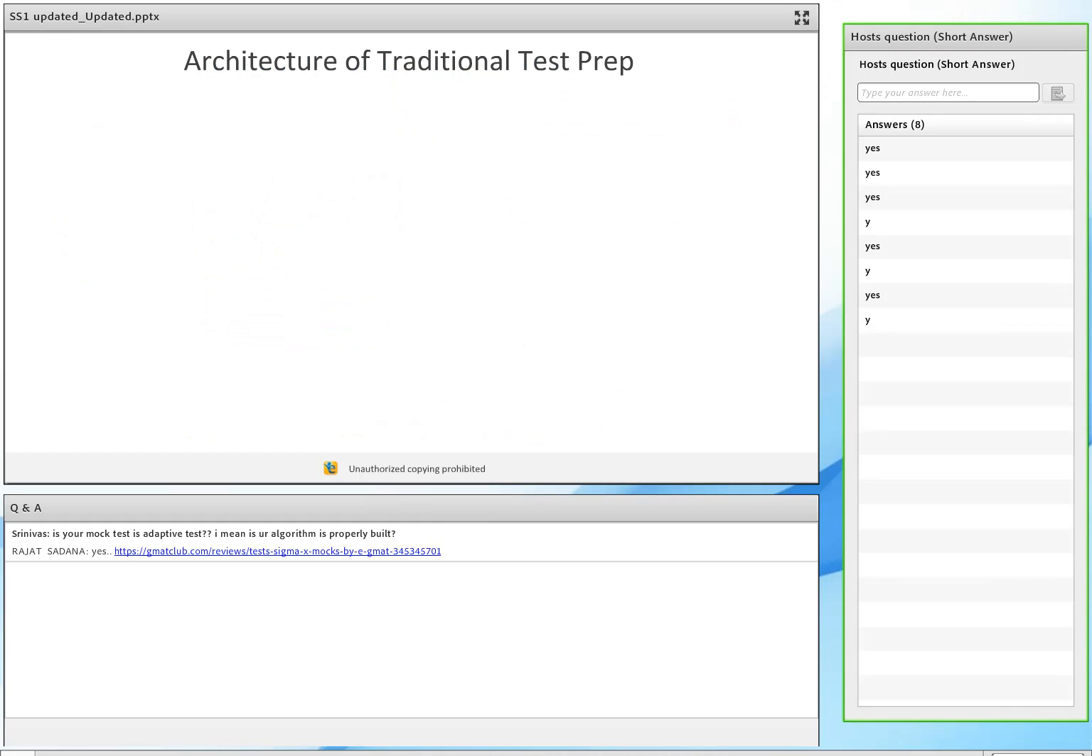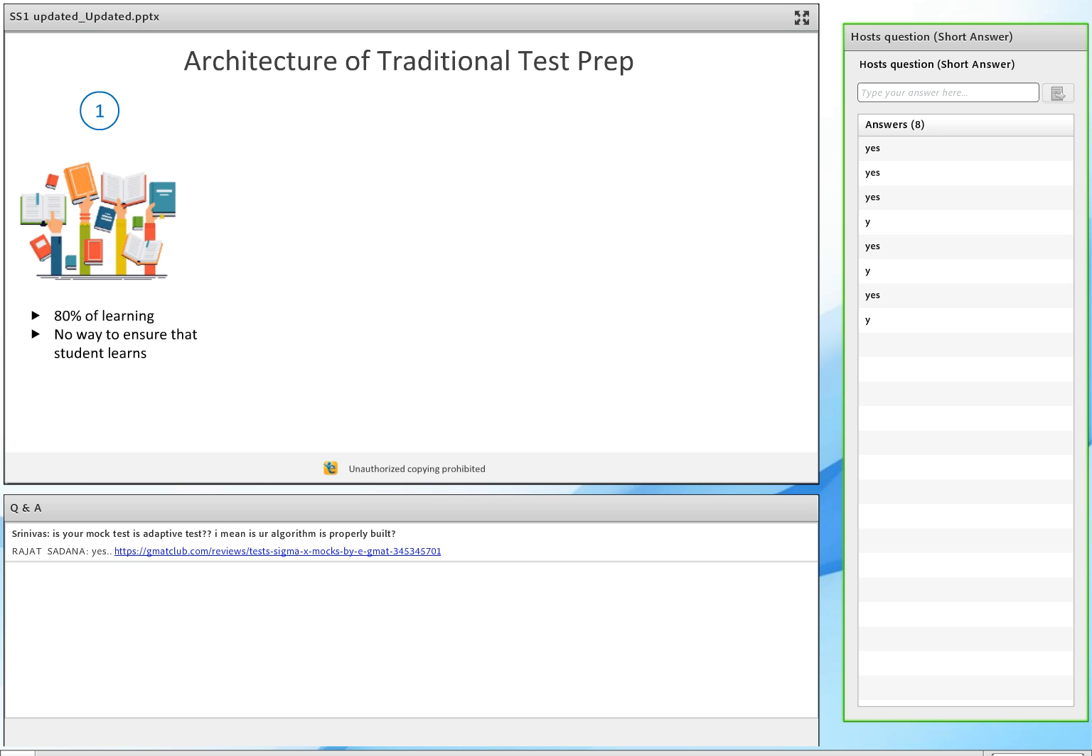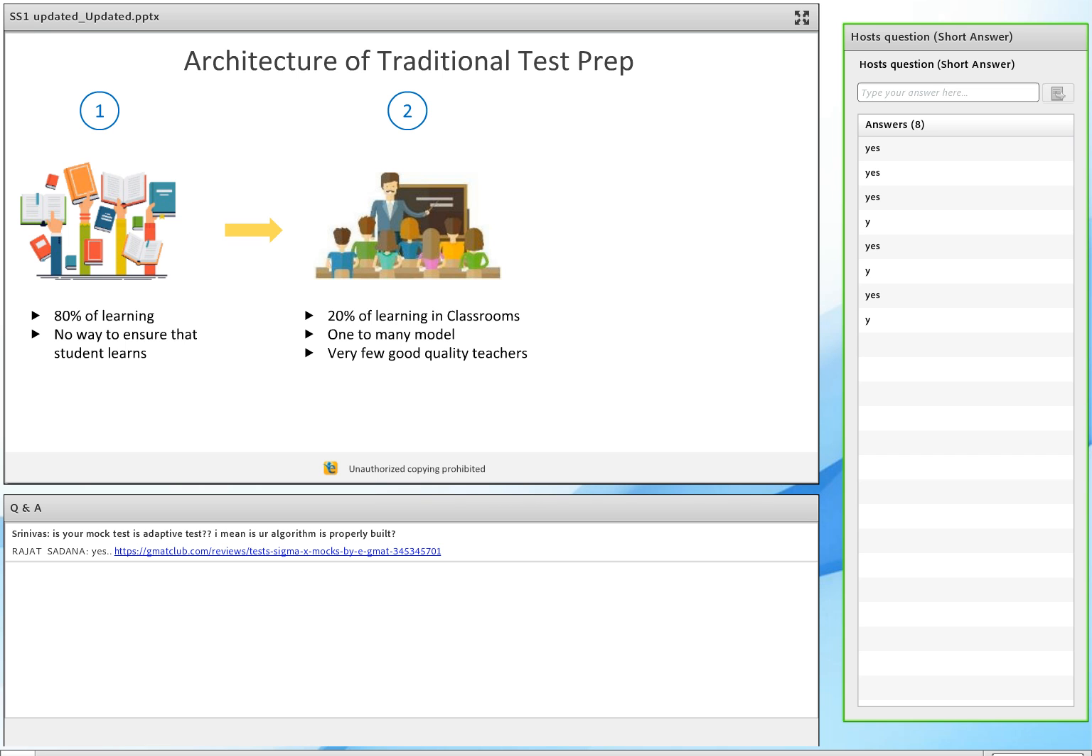So when you think about a traditional test prep, it has a very different architecture from how the GMAT's structured. When you join a traditional test prep, what happens is you actually get a bunch of books or you get a bunch of online learning content. 80% of your conceptual learning happens over there. But as I mentioned earlier, there's very little feedback at that learning stage. So you learn this and no one tracks whether you've learned this or not. And then you go to a classroom and 20% of your learning happens in classroom.